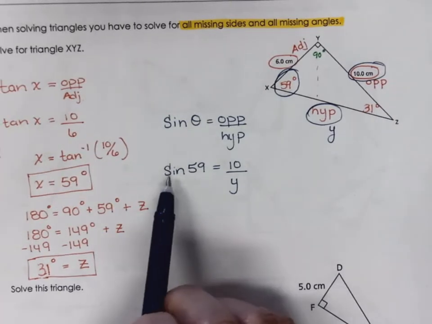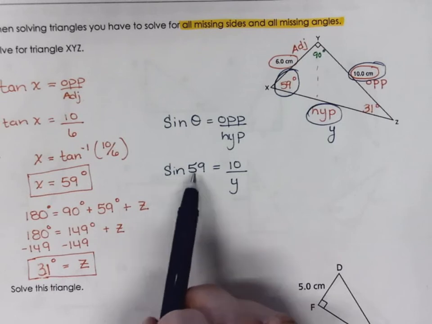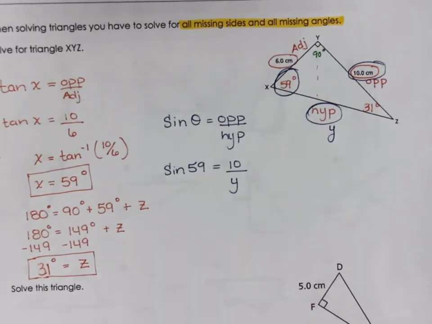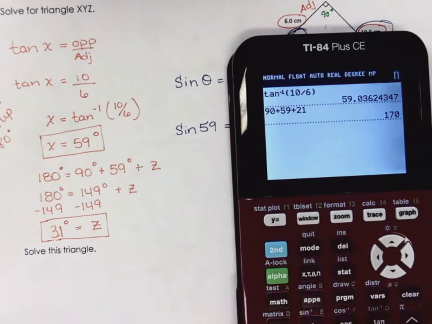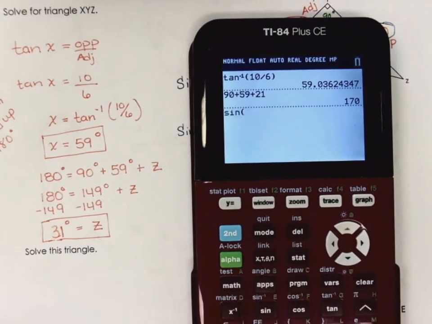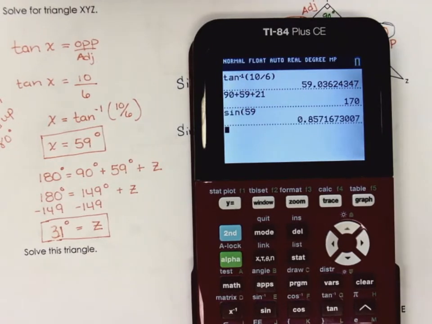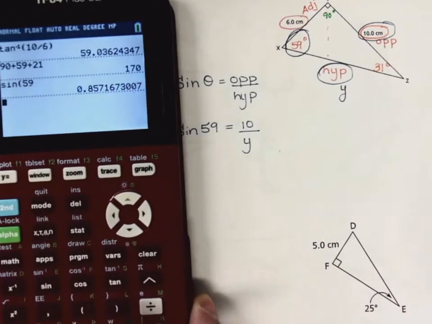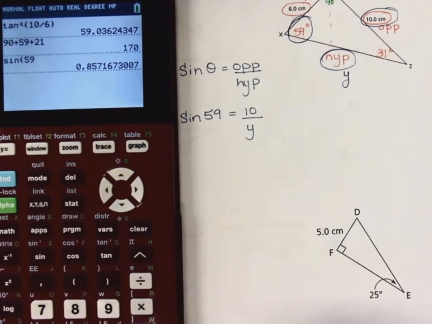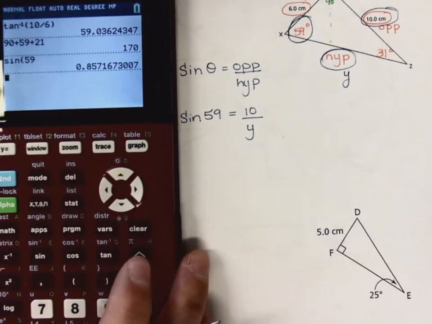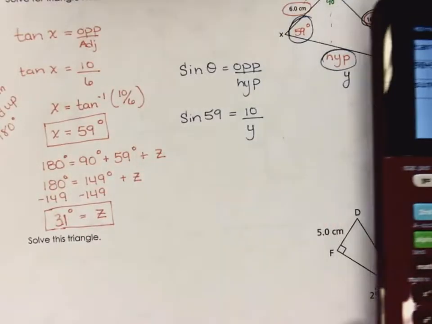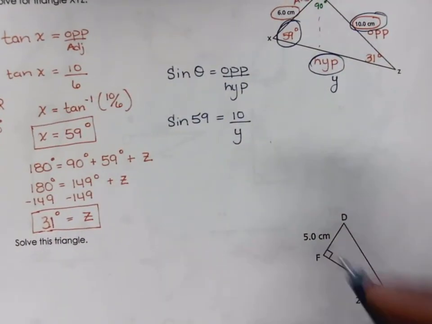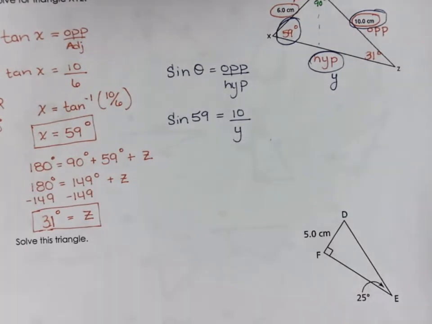Because I'm not solving for the angle, I'm not using the second function button. In my calculator, I'm going to simply put in sine of 59, and I'm going to get this really long decimal. You need to use all the places of the decimal. You don't have to write them down, but just know that that's the math we're going to have to do. I need to get y off the bottom.